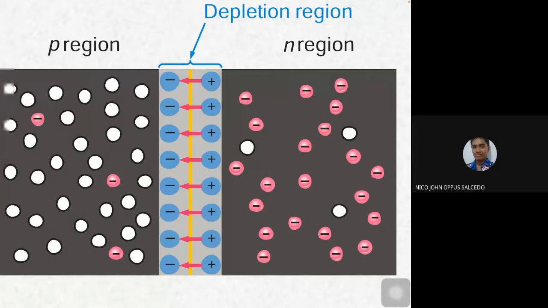Why did the majority carriers disappear in that region? Because they freely cross over on their own. So the excess electrons of the N material crossed over to fill in the holes in the P region, in the P-type material. And they all formed here in the depletion region, right? They all gathered here.